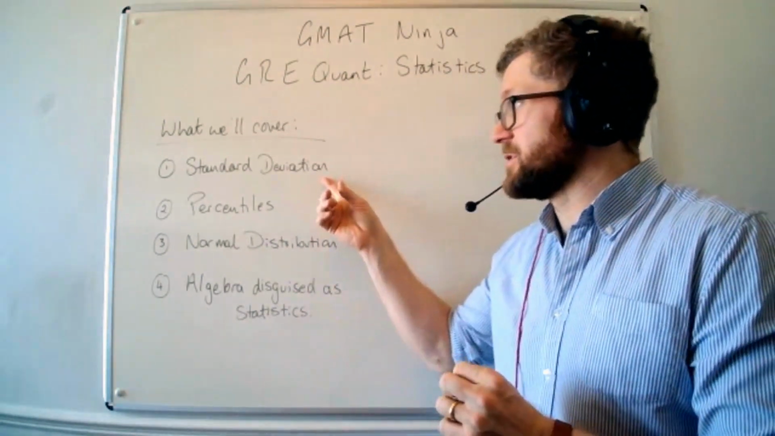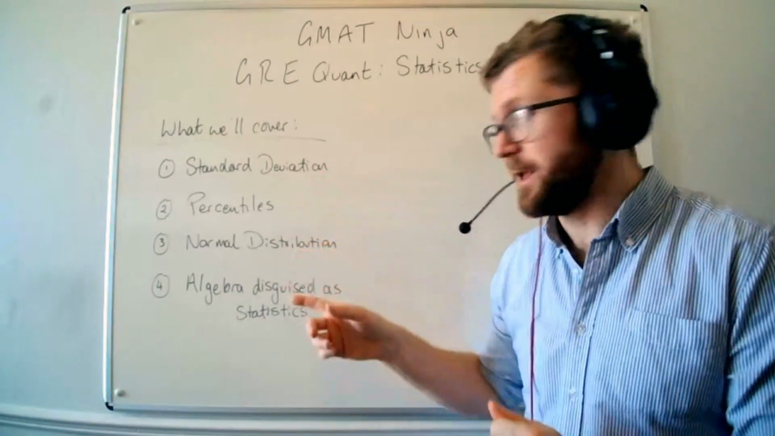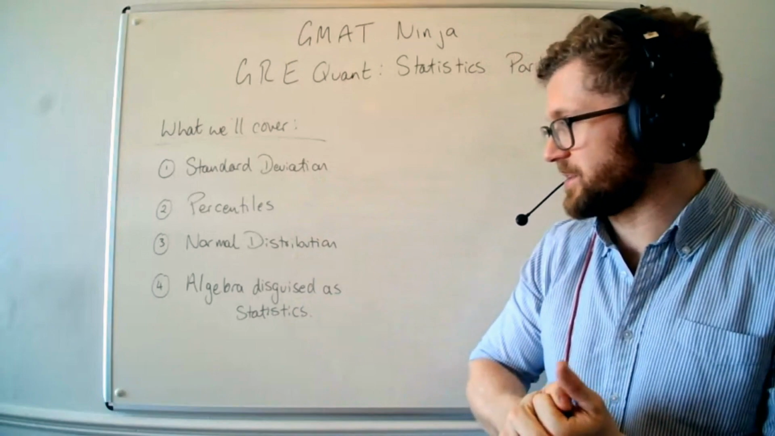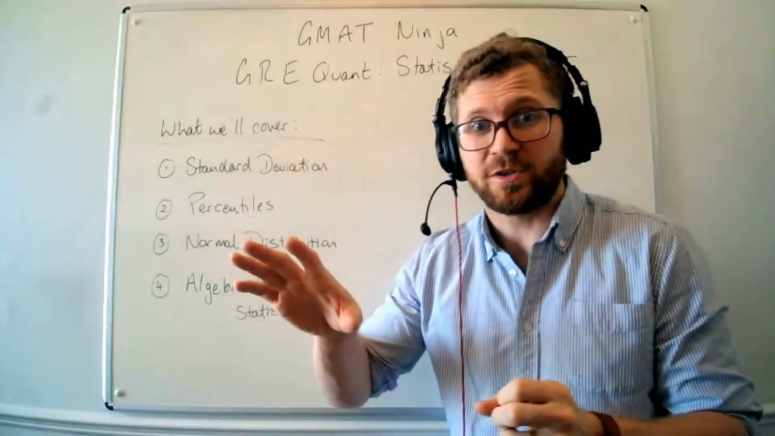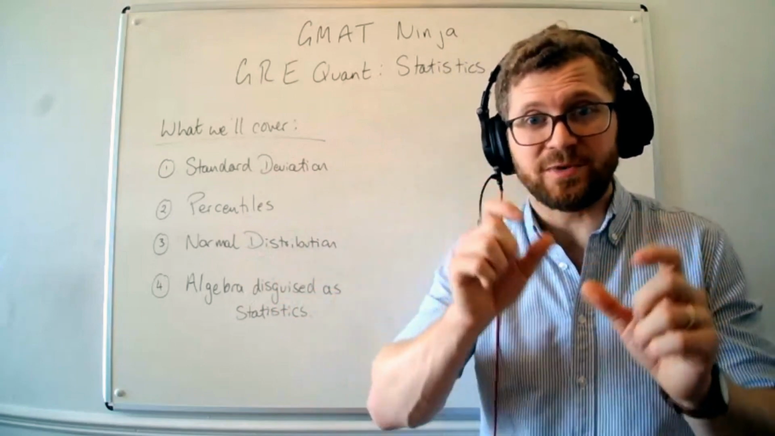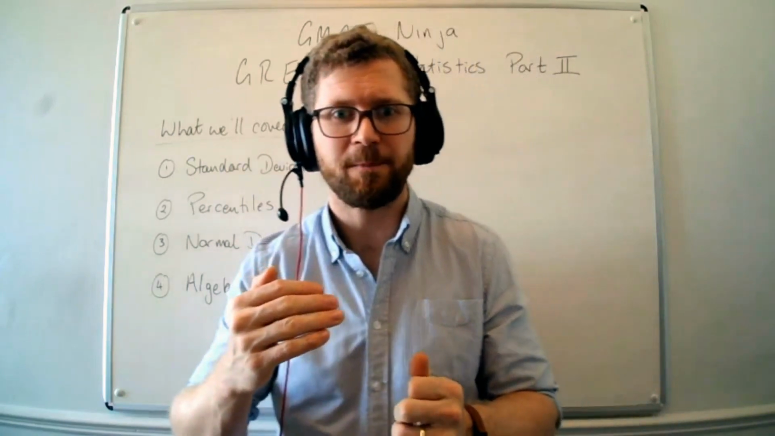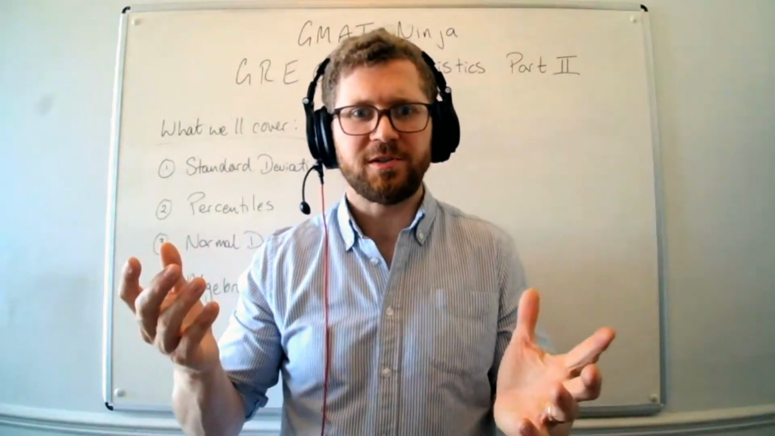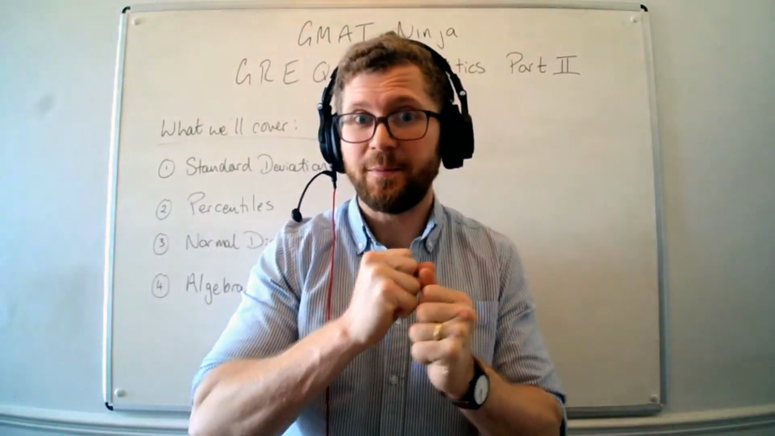We'll be looking at how the GRE talks about standard deviation, about percentiles and normal distribution, and we'll still get back into several of these questions where there is algebra but it's disguised as statistics. The question might talk about standard deviation, for example, but really it's an algebra question. You just need to interpret what's in the words and get to the algebra so that you can work it through. So I've got 7 questions for you today, ranging from relatively basic.